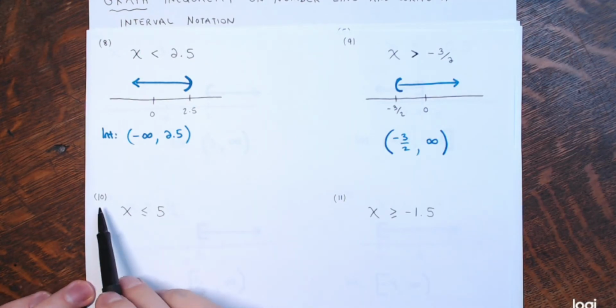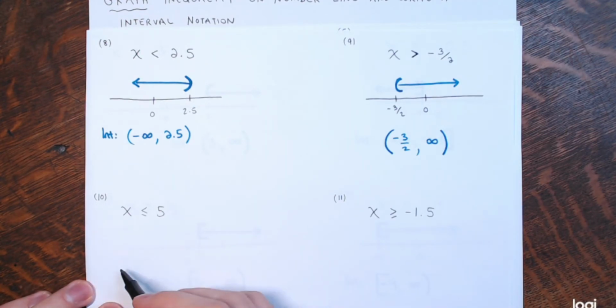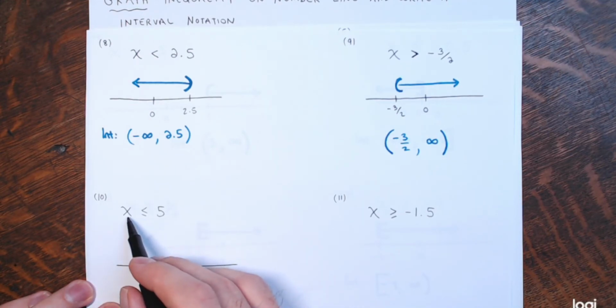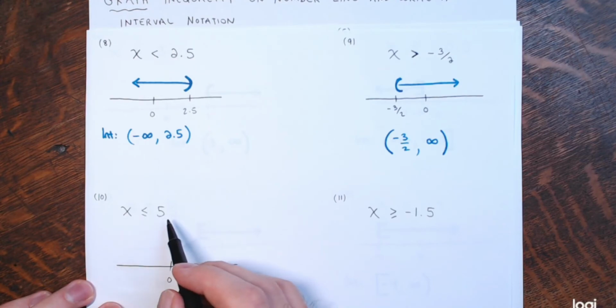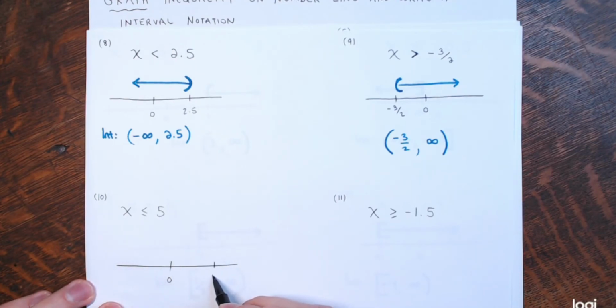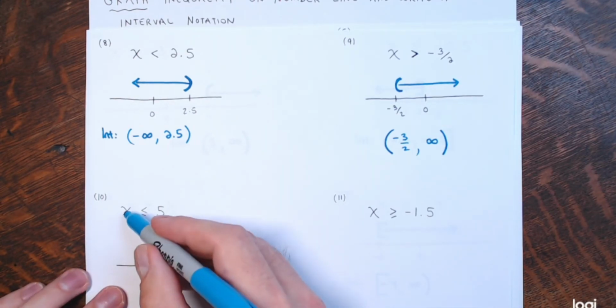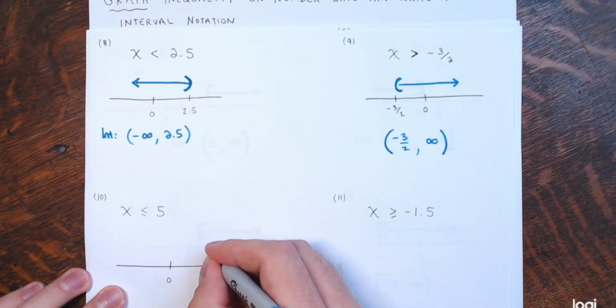Okay, very quick and easy, right? Number 10, number line. Here's 0. We're looking for all the numbers less than positive 5. So that would be over here to the right of 0. So I just mark off where 5 is somewhere to the right of 0. And all the numbers less than 5 are to the left, right?